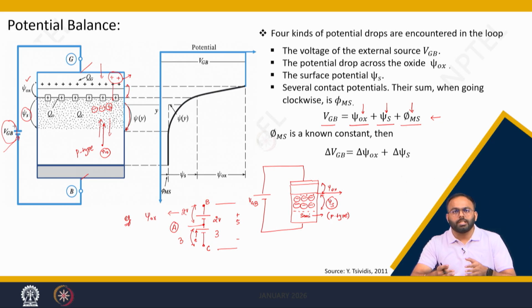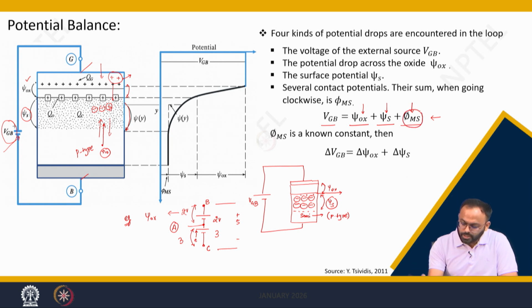What will happen if you change the voltage? It means you are changing the VGB by some small amount. Will the change appear across this phi ms? No, because this is a constant voltage. This is a fabrication parameter. Once you have fabricated the MOS structure, the work function of the metal and semiconductor is fixed, and at that moment the change in VGB only appears across the oxide and across the semiconductor. So you can simply say in words that this is nothing but a KVL of MOSFET.